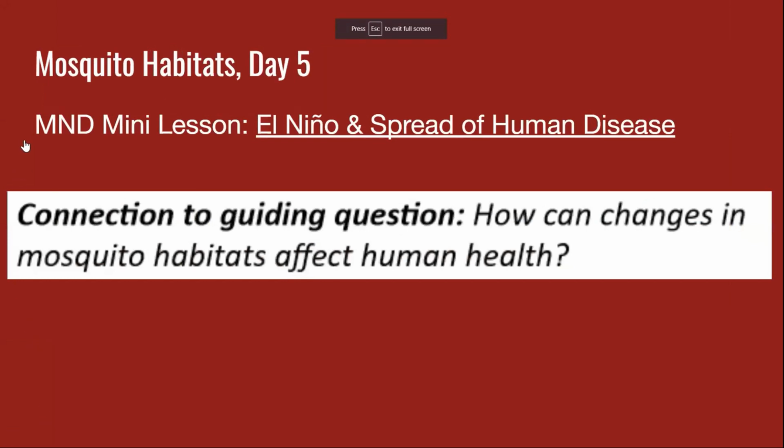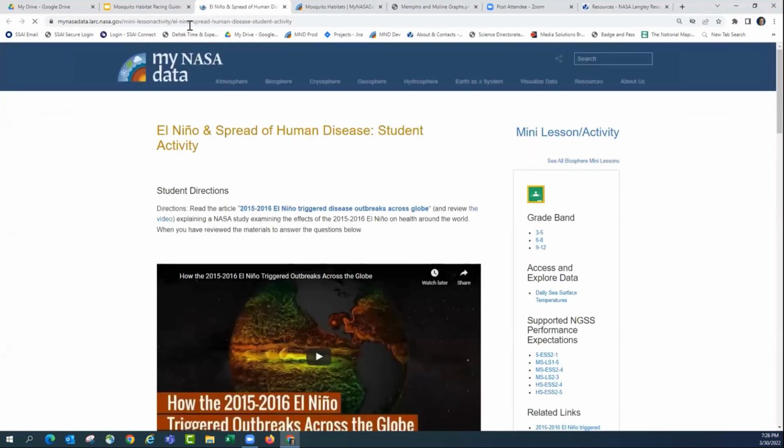The last day is another video, and remember the video we watched in the beginning, I showed you that for the background information, and it is in our additional resources, but that's not part of the pacing guide for the students. They have a different video, which is in My NASA data. It's El Nino and the spread of human disease. Connecting back to our guiding question is, how can changes in mosquito habitats affect human health? And we can just watch this super interesting video. Here we go.